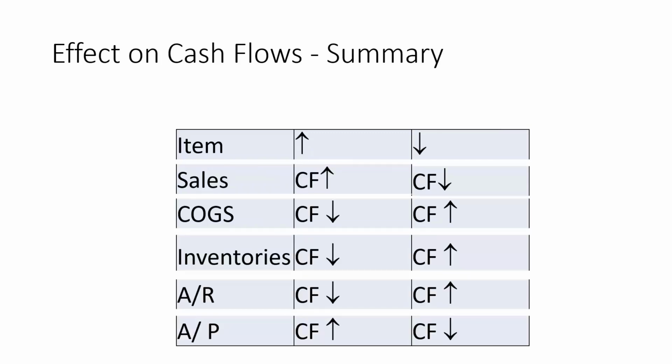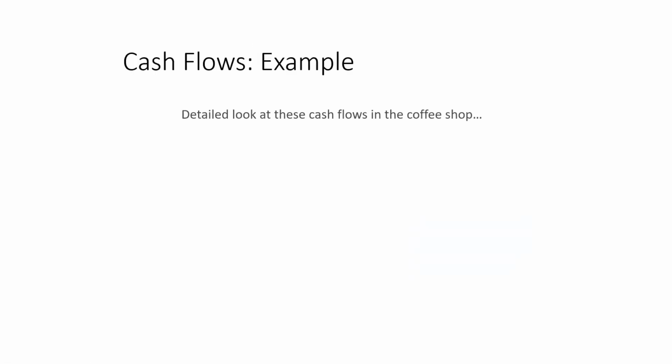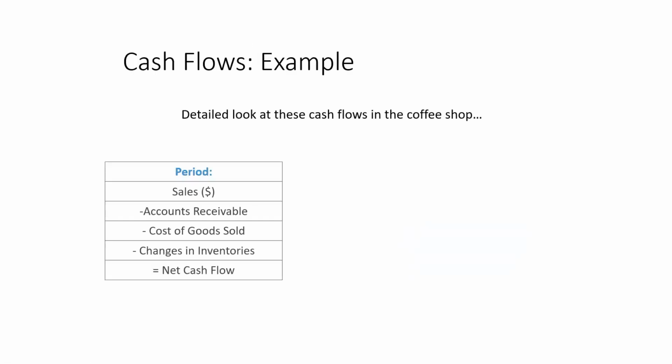So that's the negative cash flows. And to put it all together, this is how it looks. We just talked about this in separate tables. Now we've combined them all into one table. Notice how the proportionality is direct, inverse, inverse, inverse, and direct. Okay, let's take an example for a coffee shop.